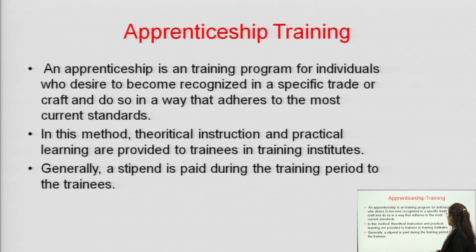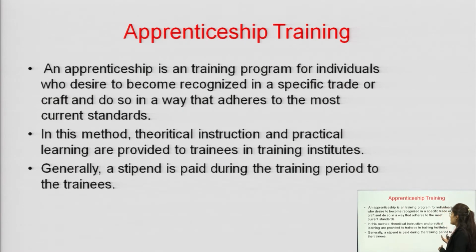Apprenticeship is a training program for individuals who desire to become recognized in a specific trade or craft and do so in a way that adheres to the most current standards. Yes, apprenticeship training is training which is provided to employees just to enhance their vocational skills, or we can say craftsman skills. Let's take an example of electricians or plumbers, right? If they want to learn plumbing related skills, or electrician related skills, then apprenticeship programs or training are provided to the employees.